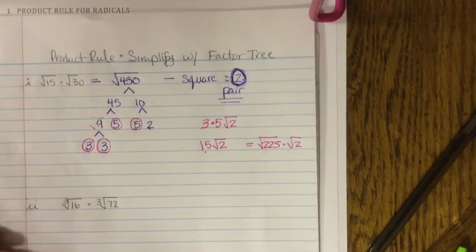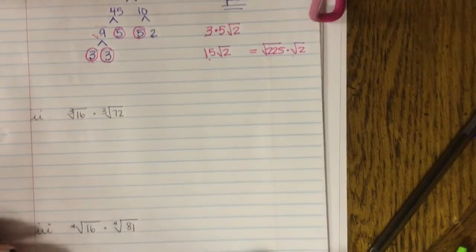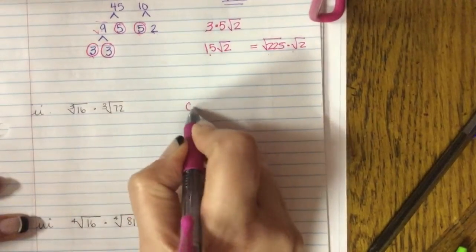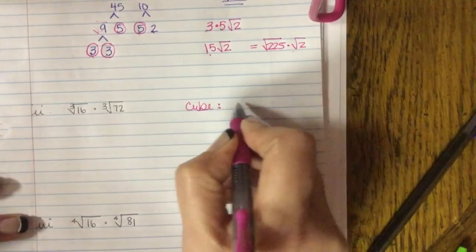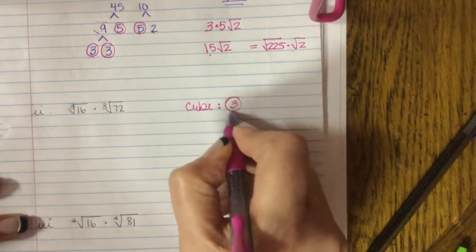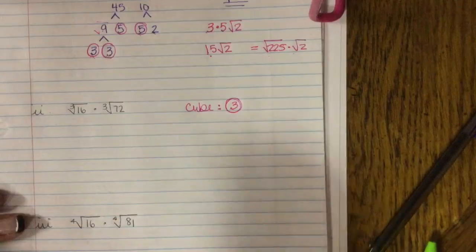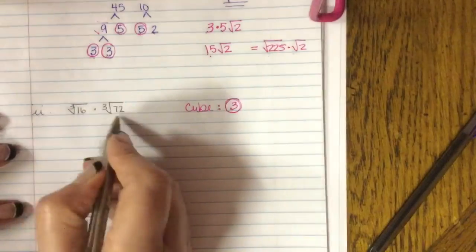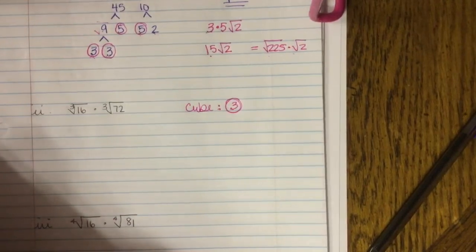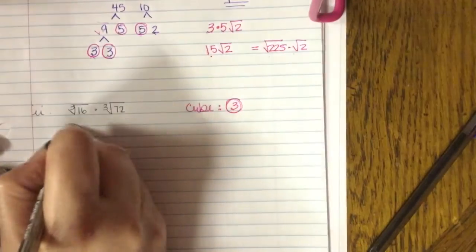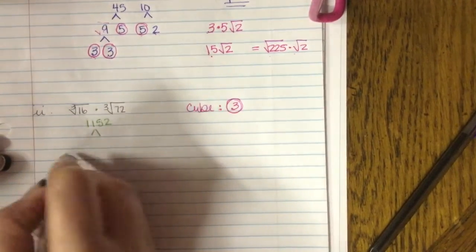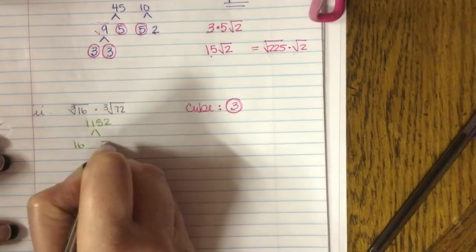Okay, so let's do it again. Only this time I'm using a cubed root. So this is a cube, which means that I'm looking for 3 of a kind. So I have to have 3 of a kind in this example. So let's see. 16 times 72 is 1,152. So I'm just going to start breaking this up, and I'm going to reuse the factors that I just had, 16 and 72.